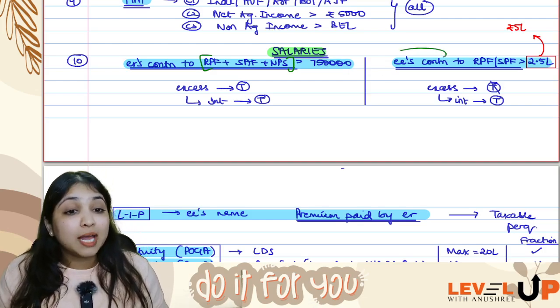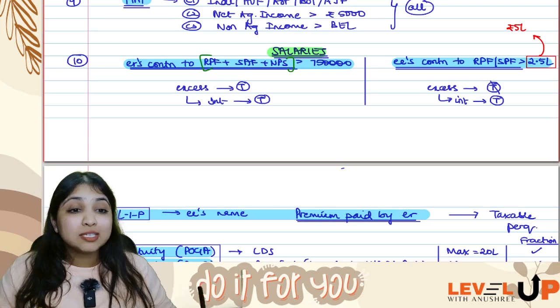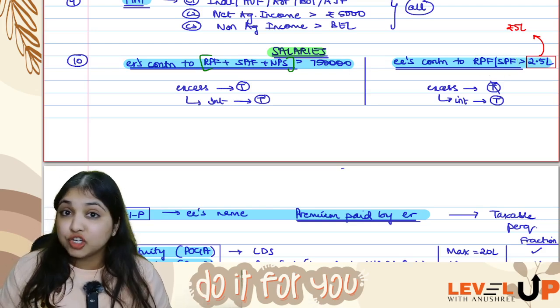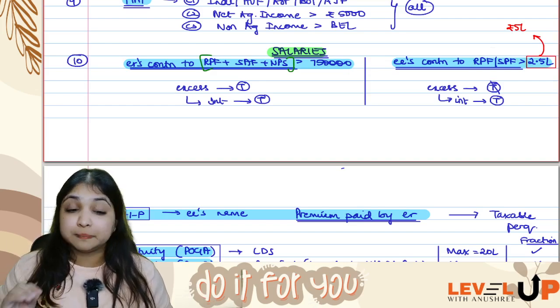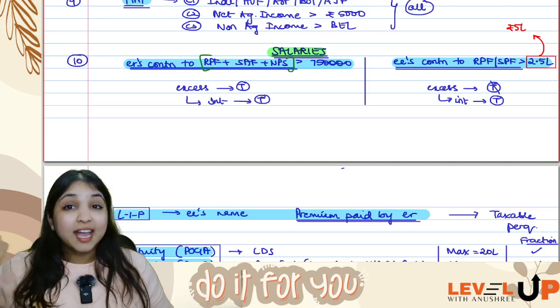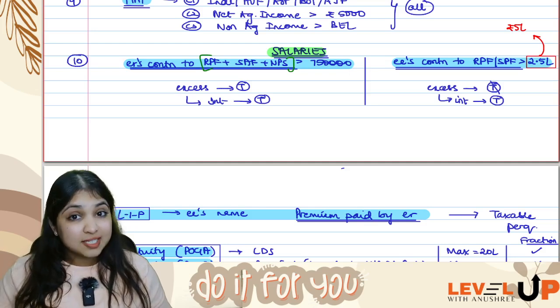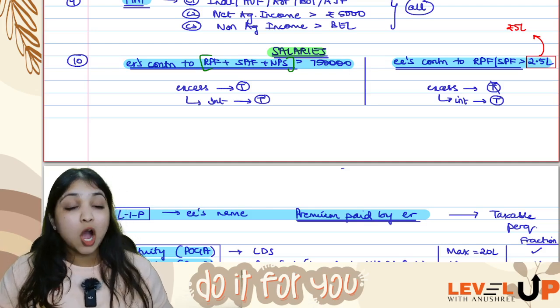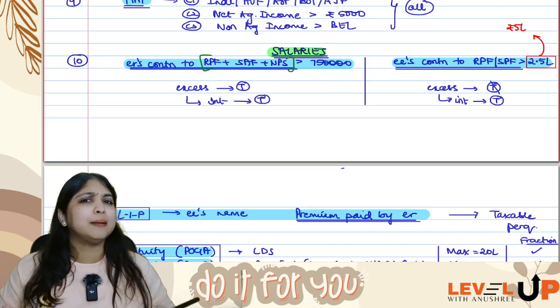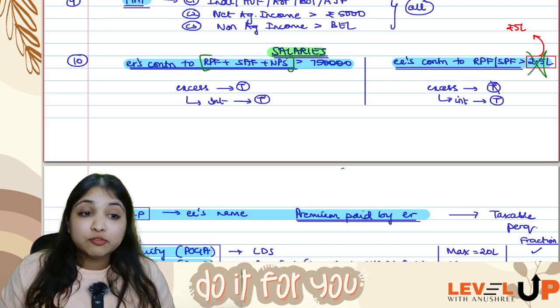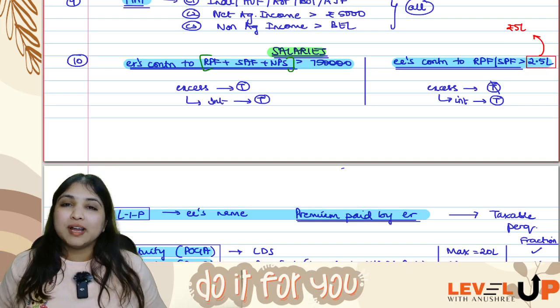Then if you're talking about the employee's contribution to RPF and statutory provident fund, if it is more than 2,50,000, you will see what is the excess. The excess is not taxable. On the excess, the interest will be taxable. But if the employer is not making any contribution, and only the employee is contributing, then instead of the 2,50,000 number, you will take the 5 lakhs number.